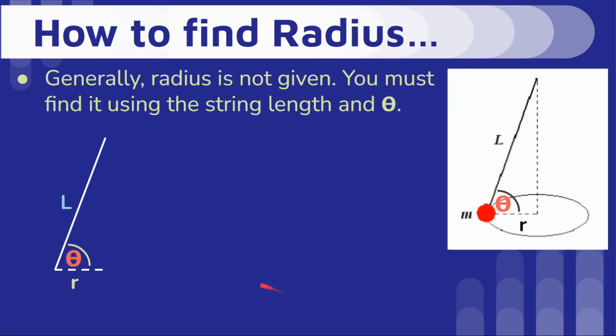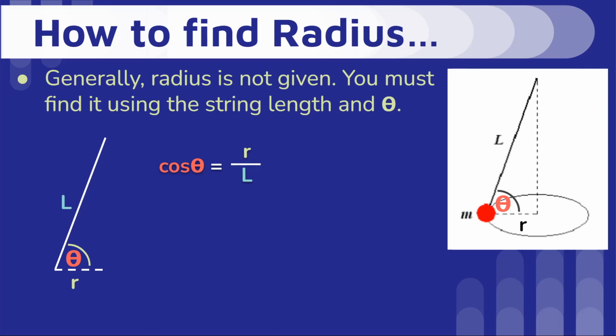Generally the radius is not given to you. Usually they don't tell you, hey, the radius of this circular path is 0.7 meters. Instead, they'll tell you the length of the string, or the rope that the pendulum is suspended from, and they'll tell you an angle. Because you don't have the radius given to you, or at least you're unlikely to have it, you need to be able to determine what the radius is as well in terms of the things you do know.